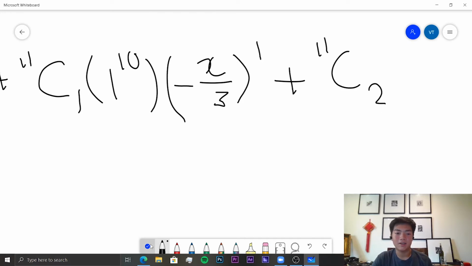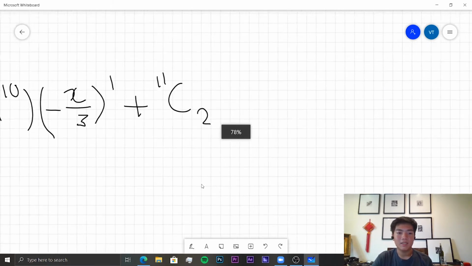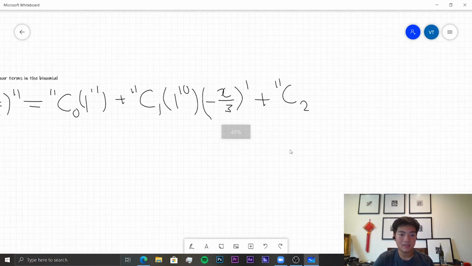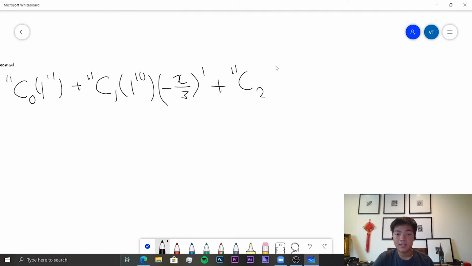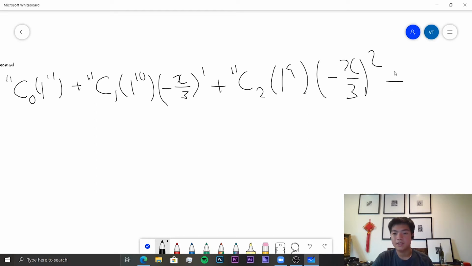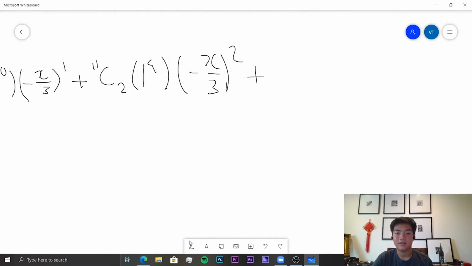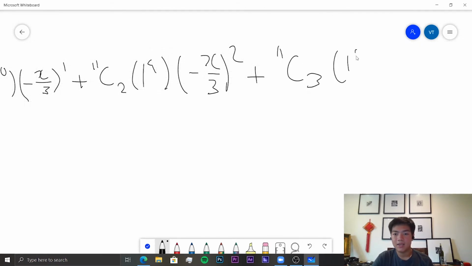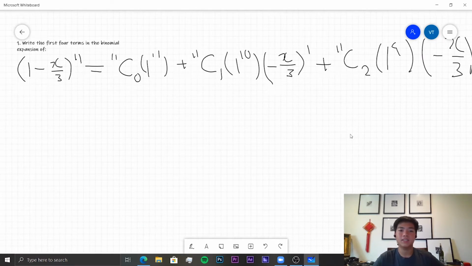This is quite a long write-up. Actually, I'm going to zoom out a bit. Times 1 to the 9 times negative x over 3 to the 2, plus 11 choose 3 times 1 to the 8 times negative x over 3 cubed. So those will be the first 4 terms in this expansion.